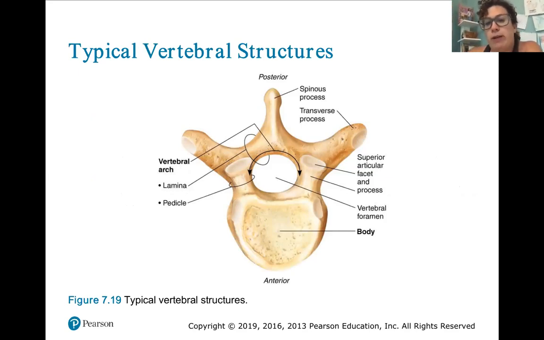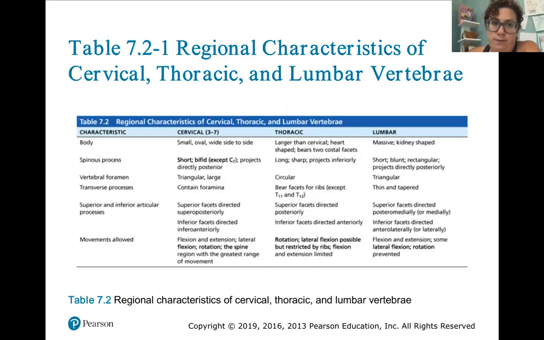Sometimes we might feel these transverse processes if someone's spine is out of alignment, if you're thinking from a chiropractic standpoint. We have a foramen, and guess what's going to go through here? The spinal cord. And then depending where we are in the body, this one is most likely a thoracic vertebra because it has facets and articular surfaces to connect with ribs.